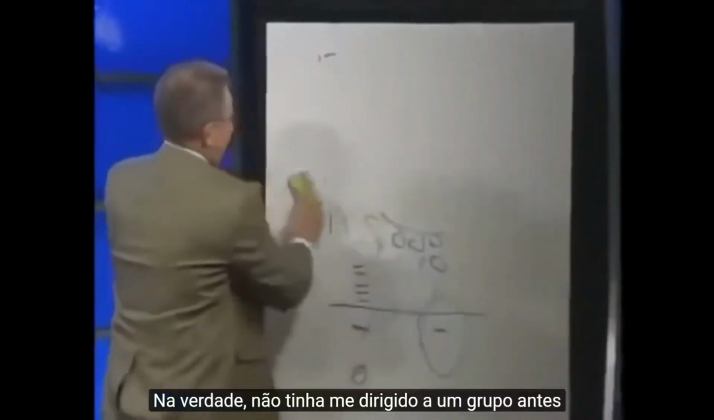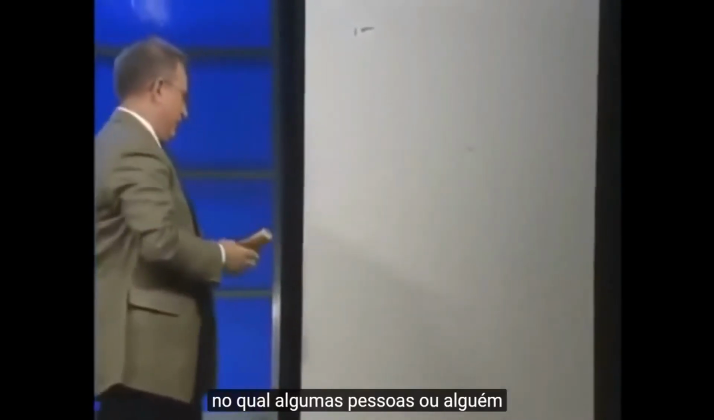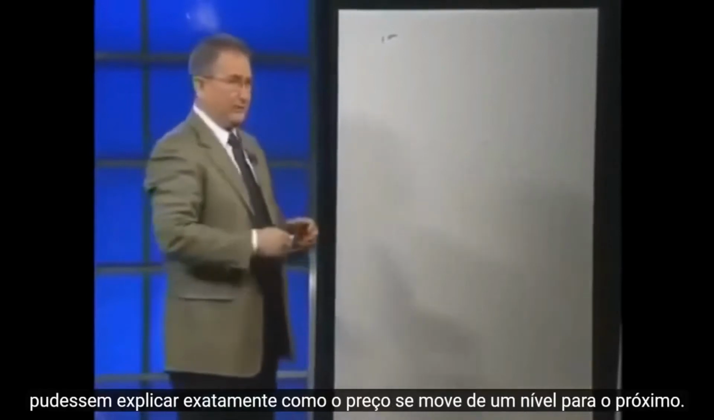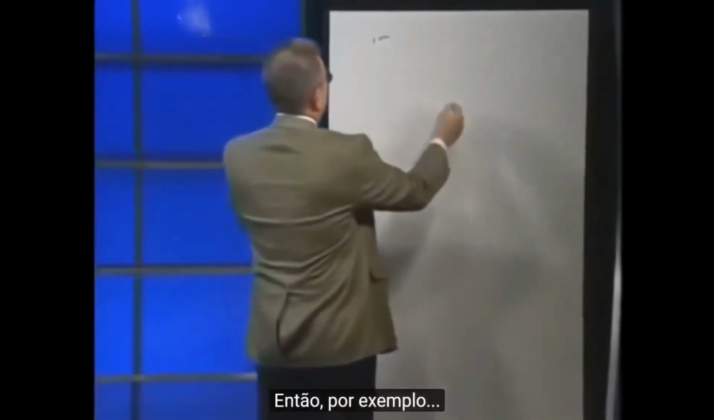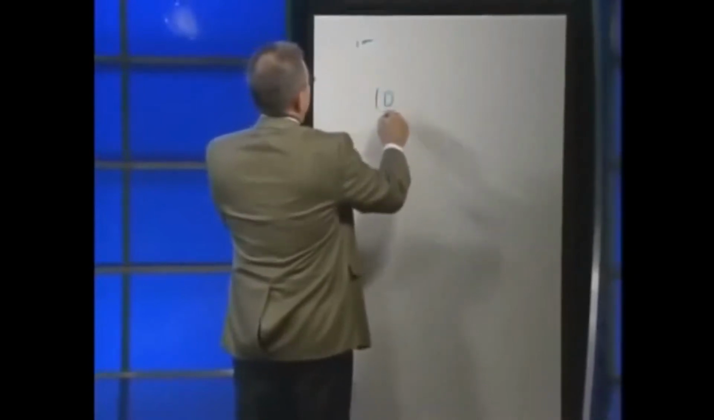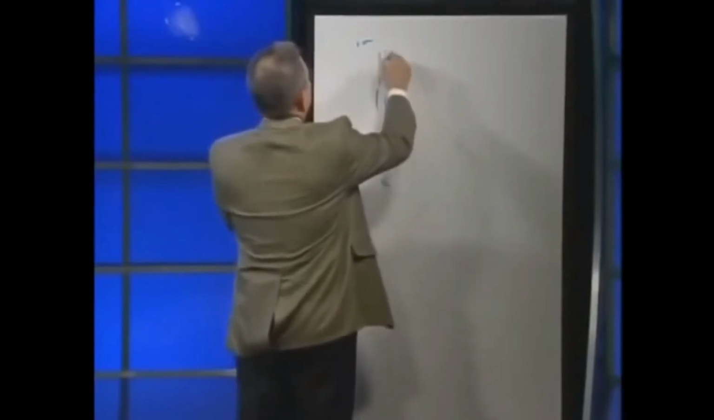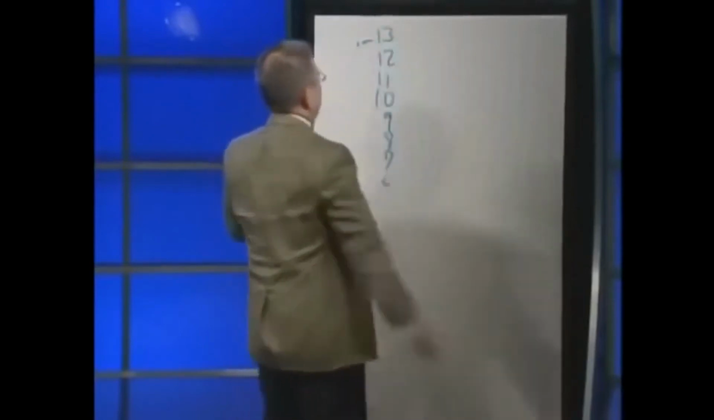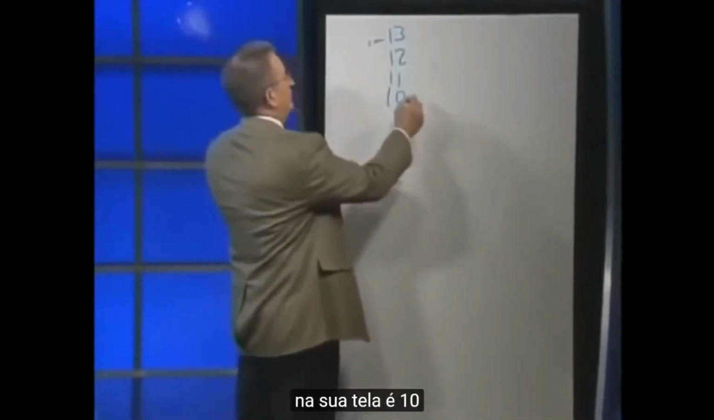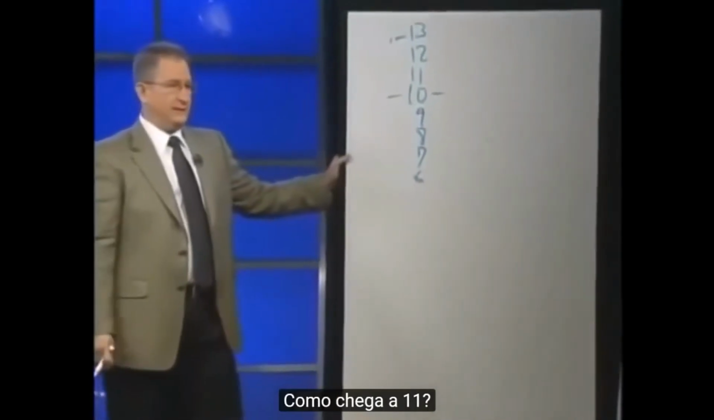Now, I haven't addressed a group yet where very few people, if anybody, could tell you exactly how prices move from one price level to the next. So for an example, 10, 9, 7, 6, 11. If the last reported price that you see on your screen is 10, how does it get to 11?